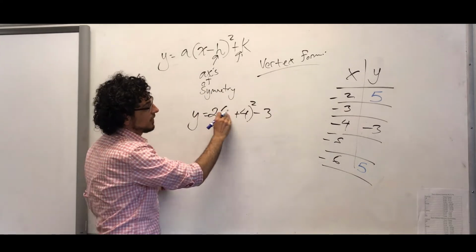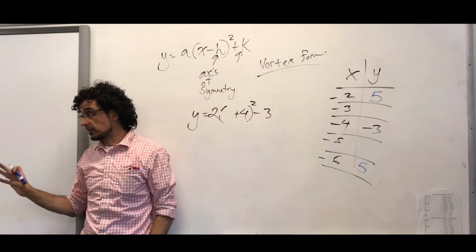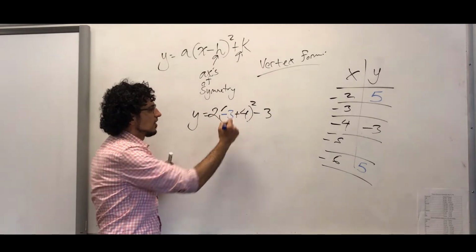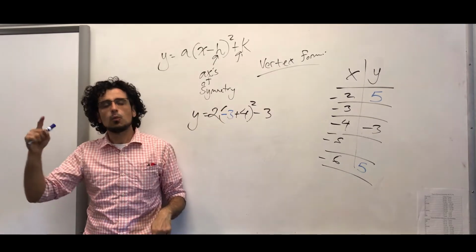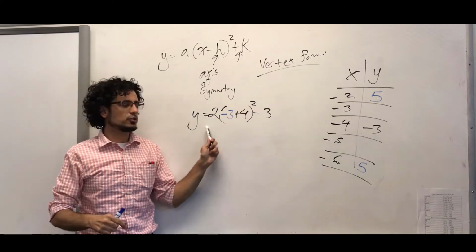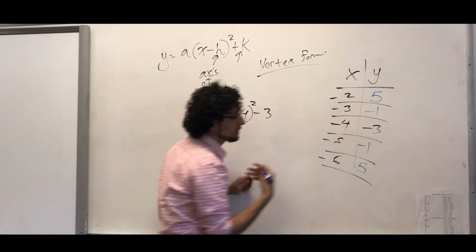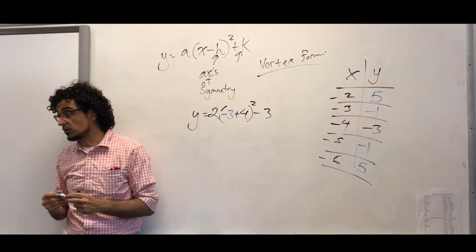Now, do you want to plug in -3 or -5? -3, sure. So we'll plug in -3. All right, -3 plus 4 is 1, squared is 1, times 2 is 2. 2 minus 3 is -1. Okay, awesome. So now we have a table, and now we're going to go ahead and graph this.